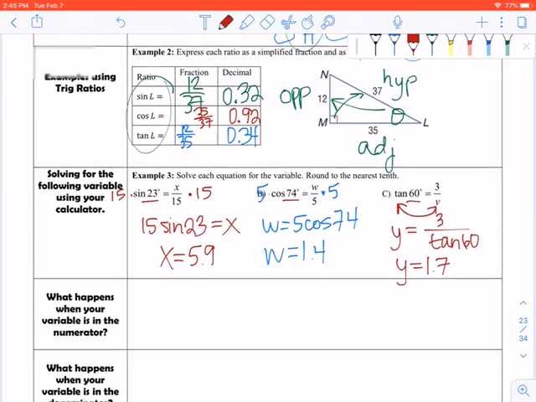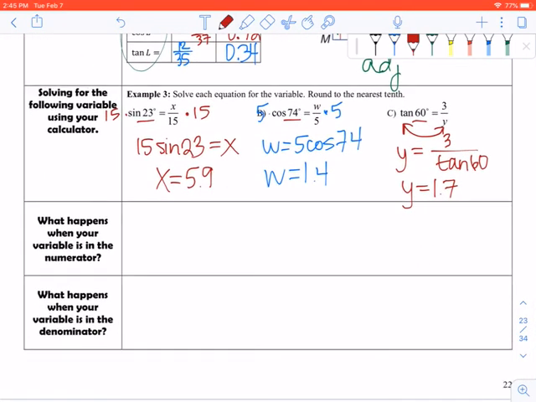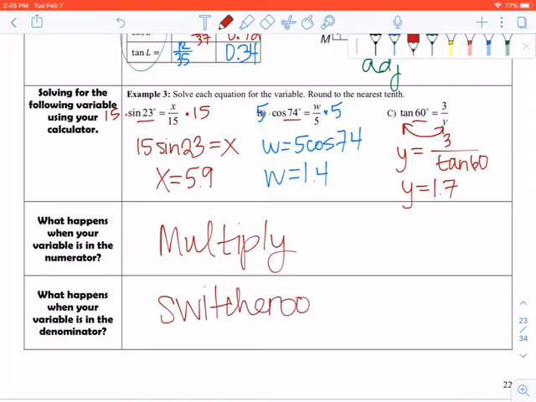Okay, so notice when the variable is in the numerator, we multiply both sides by what's in the denominator. When the variable is in the denominator, we did the switcheroo method. I call it switcheroo because it's kind of funny, where we switch the variable with the function, the tan 60. So we end up dividing.